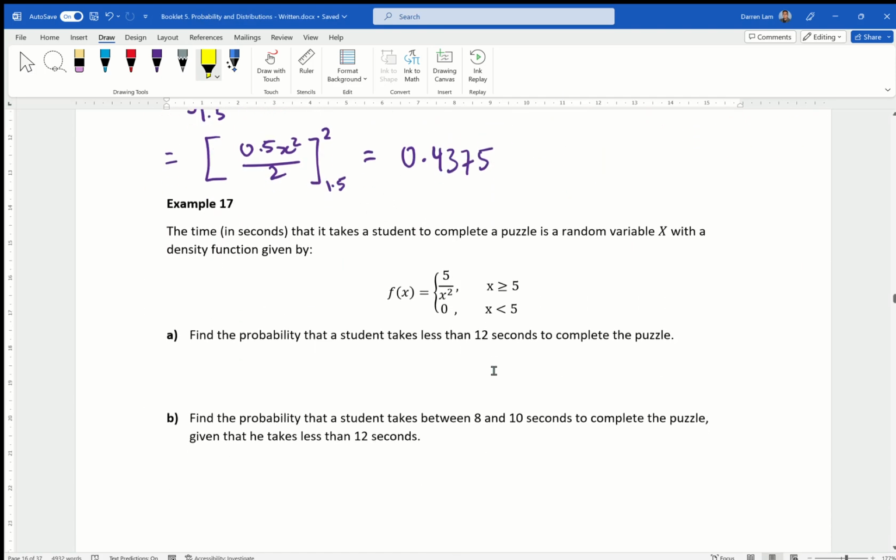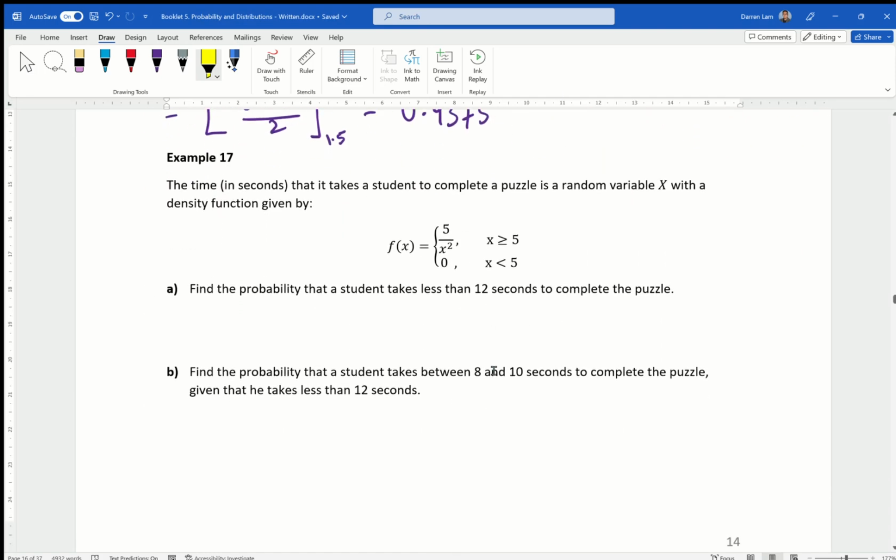The time in seconds that it takes a student to complete a puzzle is a random variable X with the density function given by f(x) = 5 over x squared for x greater than or equal to 5, and 0 otherwise. Find the probability that a student takes less than 12 seconds to complete the puzzle.